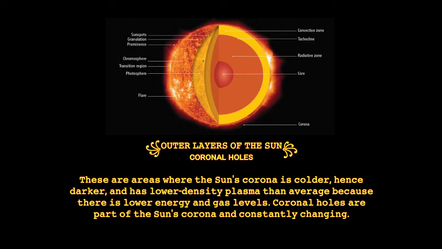And the last outer layer is the coronal holes. These are areas where the sun's corona is colder, hence darker, and has lower density plasma than average because there is lower energy and gas levels. Coronal holes are part of the sun's corona and are constantly changing and reshaping because the corona is not uniform.